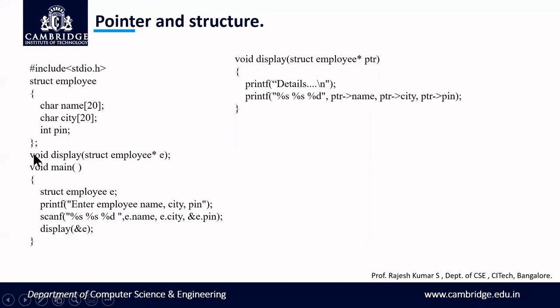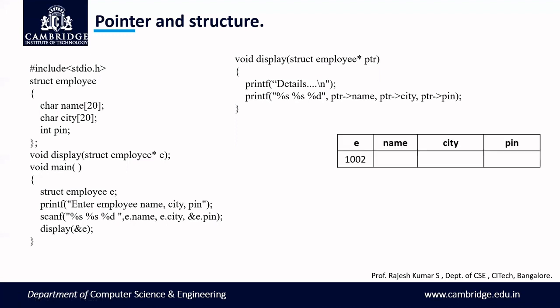Now the execution of the program starts with void main, and as soon as we start executing the program, we will create a variable for the struct employee. Now, when we create the variable struct e, memory gets allocated for e. E is a variable which will have three fields: name field, city field, and pin field. And we have just taken the address over here. Randomly, we have written the address as 1002.